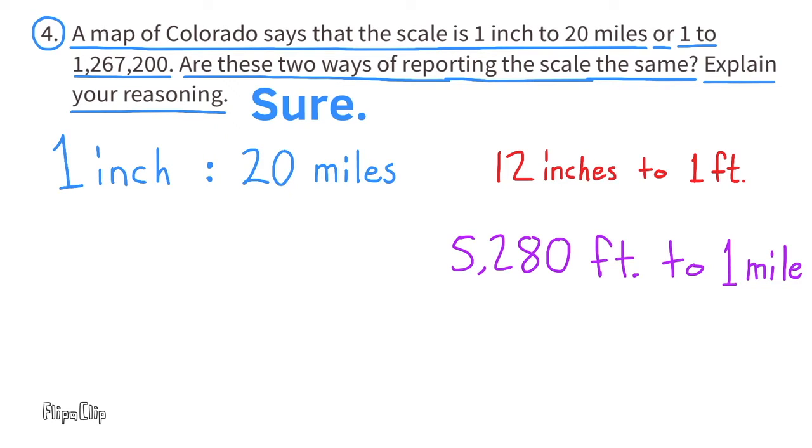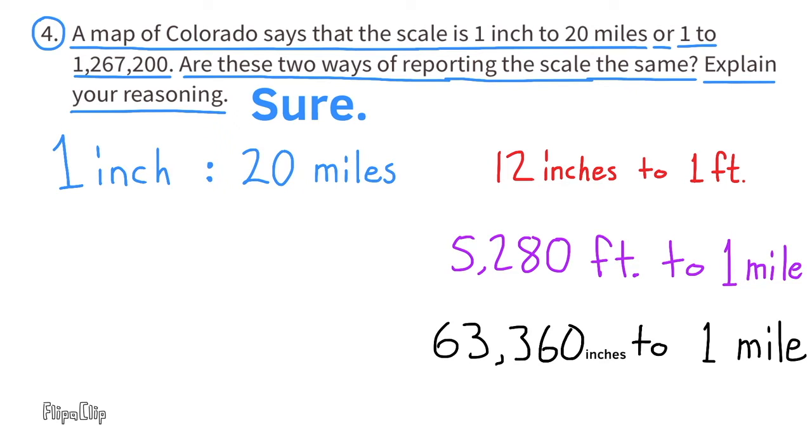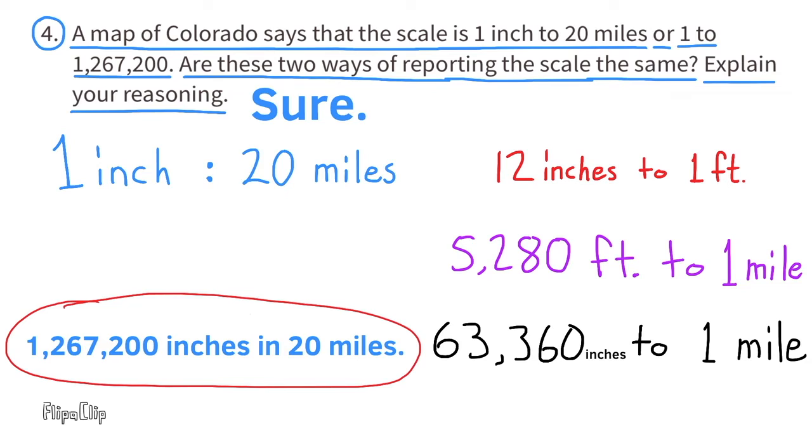We can multiply 5,280 feet times 12 to find out how many inches would be in 1 mile. So there's 63,360 inches in 1 mile. Now all we have to do is multiply 1 mile times 20 to get 20 miles, and multiply 63,360 inches times 20, and we discovered that there's 1,267,200 inches in 20 miles. So to say that the scale is 1 inch to 20 miles or 1 to 1,267,200, either one would be correct, so they are the same.